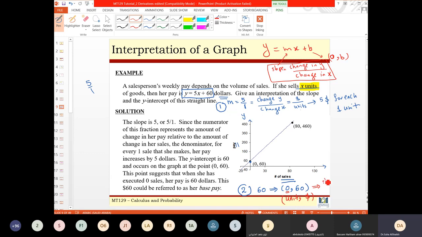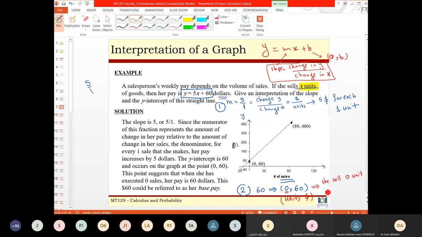So if she sells 0 units, she gets $60. This is the minimum payment, the lowest payment she will get. The intercept lets me know the minimum payment she's getting: if she sells 0 units she will get $60.